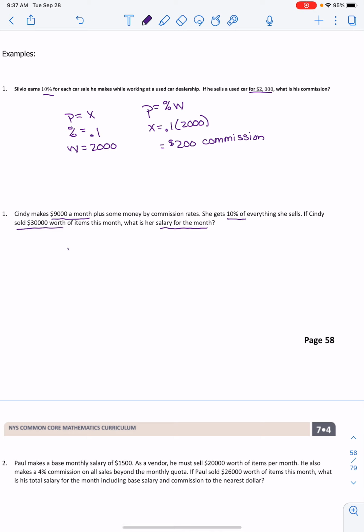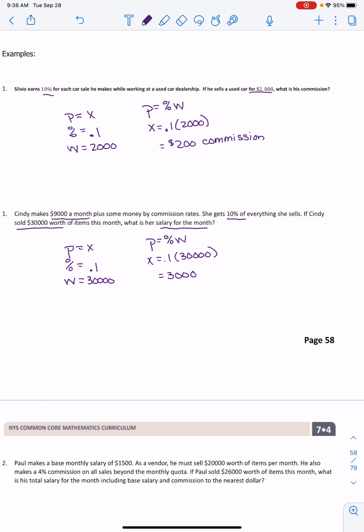So we have P, percent, and W. Well, her total sales were $30,000. Her commission is 10% or 0.1, and we need to find out what that commission is. So it's P, percent, and W. So we have X equals 0.1 times 30,000. So that equals 3,000.